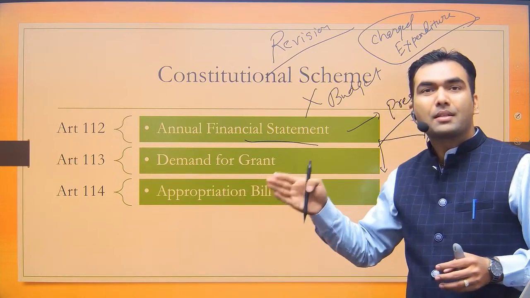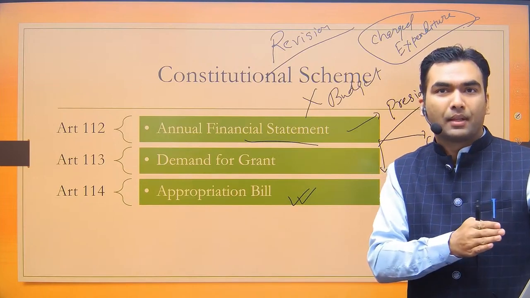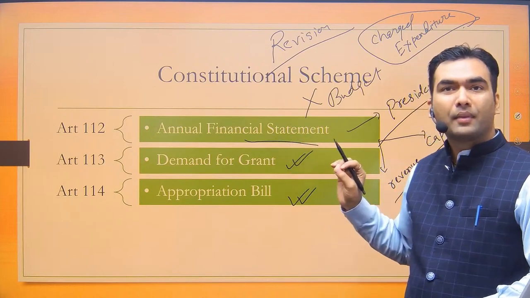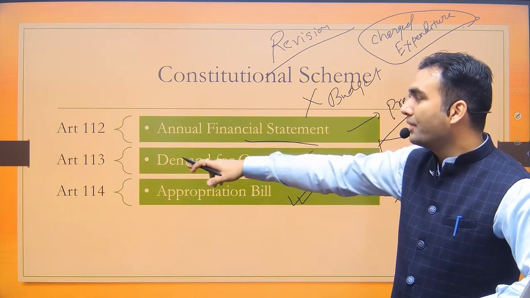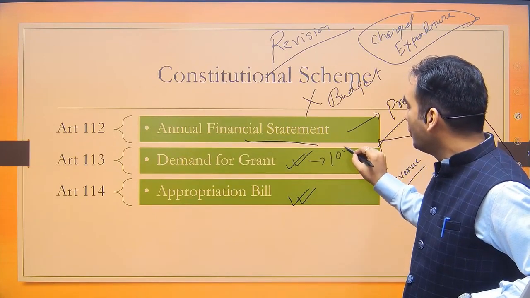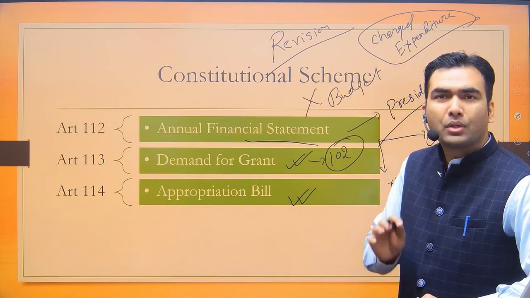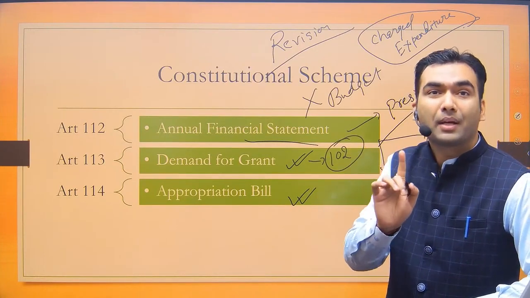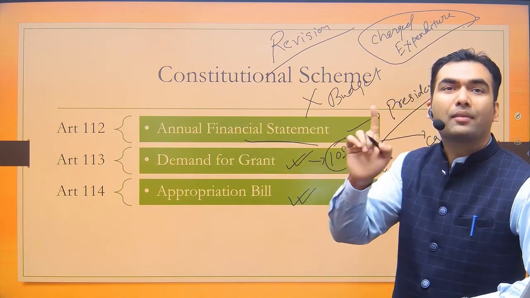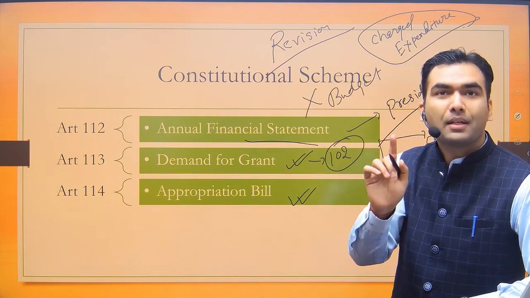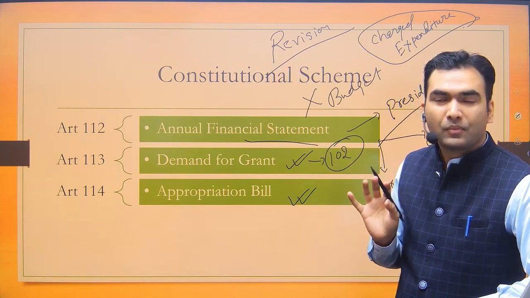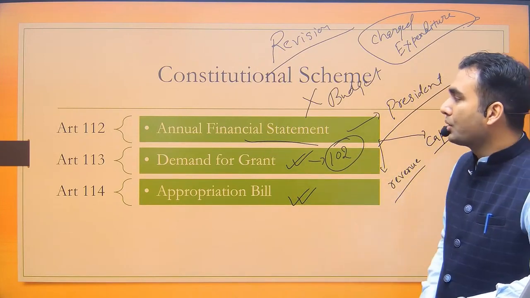This appropriation will consist of a lot of small grants. All those individual grants are discussed one after another, and this provision is mentioned in Article 113. In this year's budget, there were 102 demands for grant. Usually this is the norm, though not always true: there is one demand for grant for every department, but for some departments there could be more than one. This is the constitutional scheme.